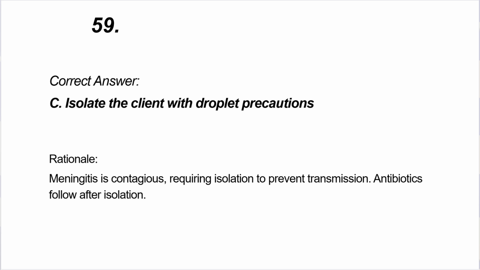59. C. Isolate the client with droplet precautions. Rationale: meningitis is contagious, requiring isolation to prevent transmission. Antibiotics follow after isolation.